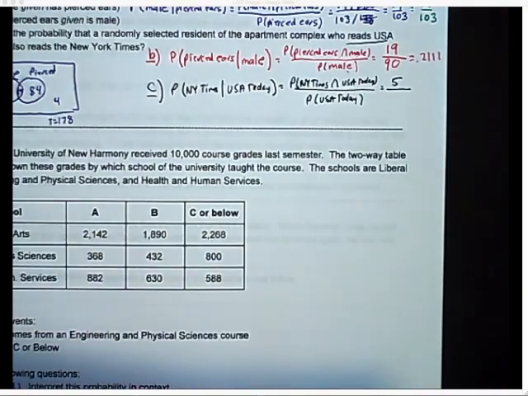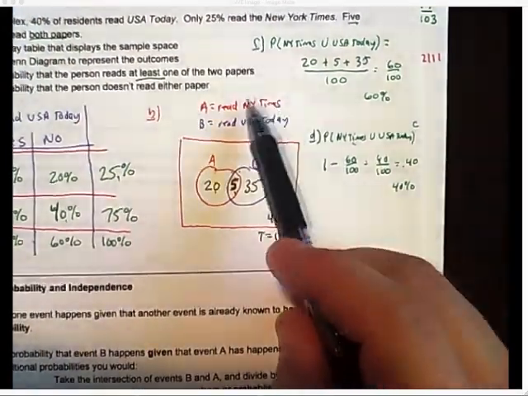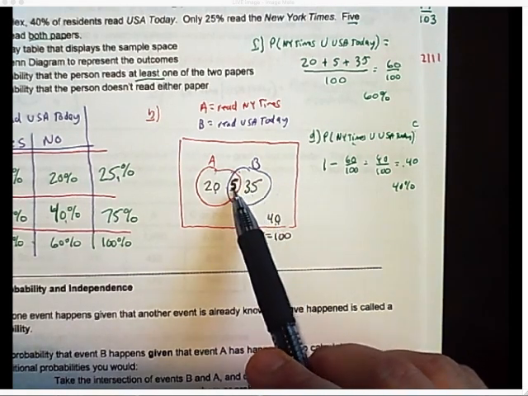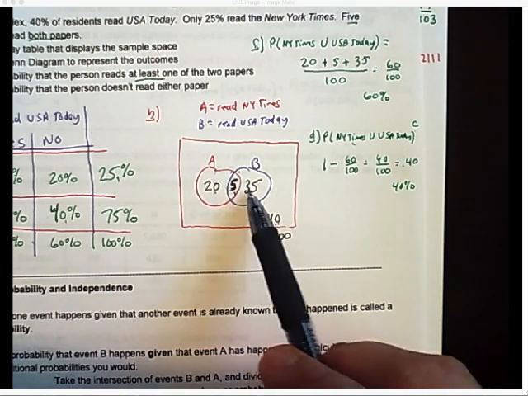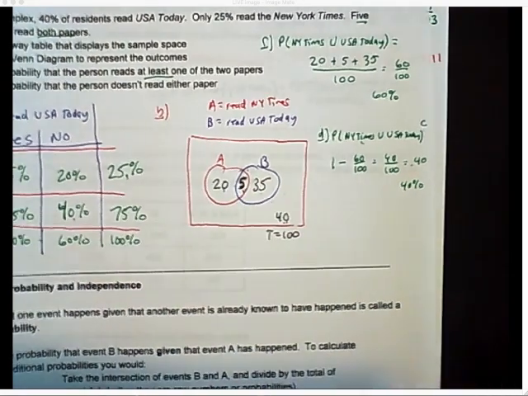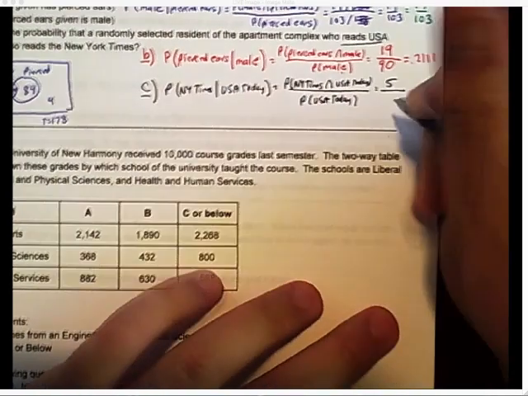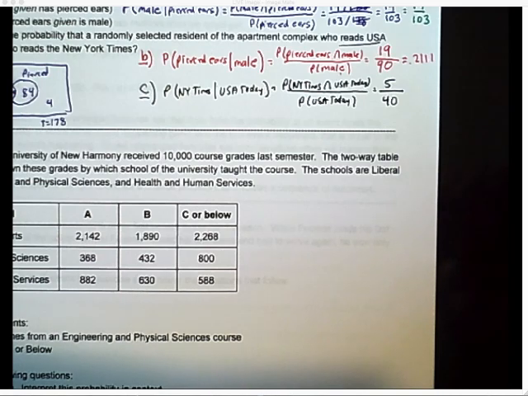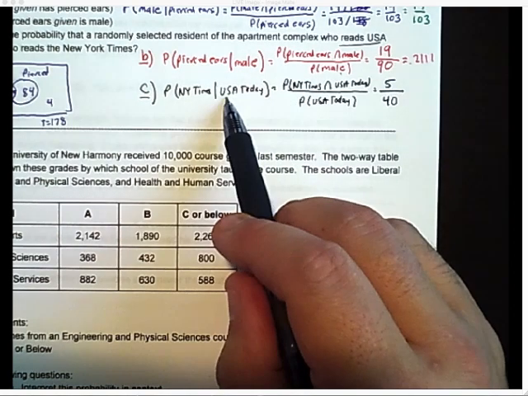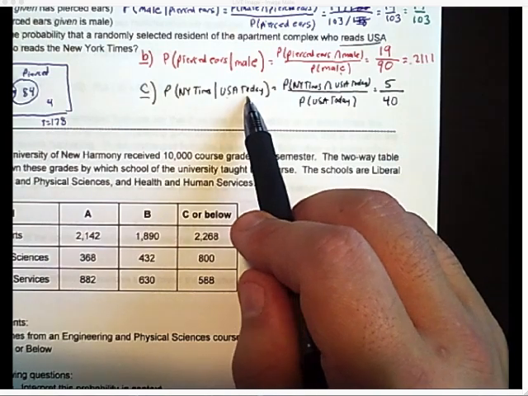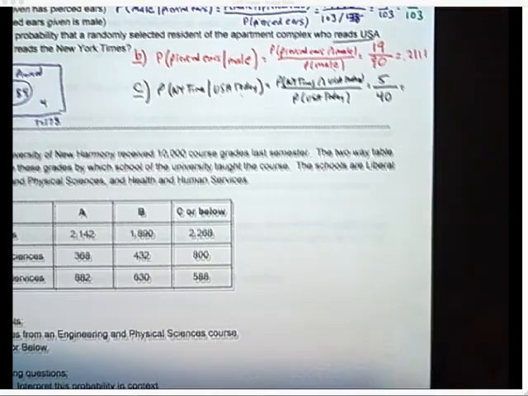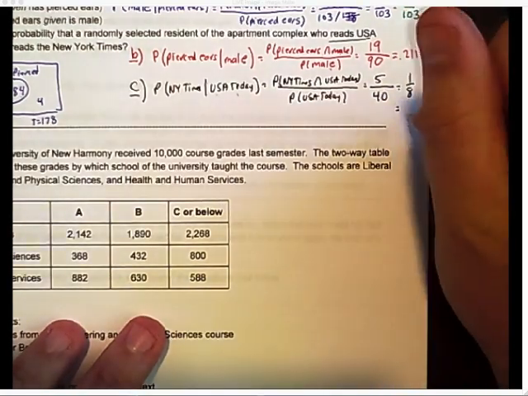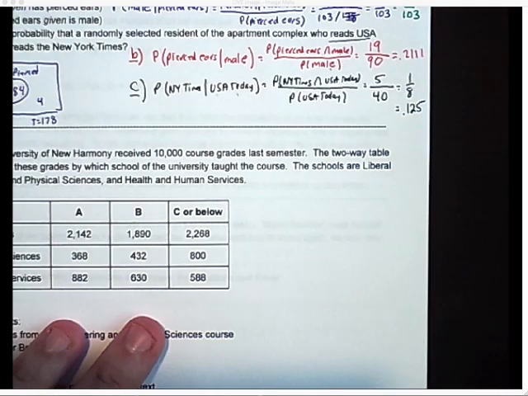And what about USA Today? USA Today is circle B. Well, how many people read USA Today? These 5 plus these 35. If I add these two numbers together, that's 40. So 5 out of 40. Given that they read USA Today, the probability that they also read the Times is 5 out of 40. You can reduce it to 1 over 8 if you want, or as a decimal, I believe that's 0.125.